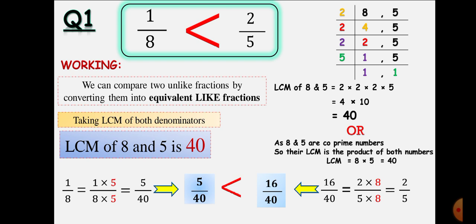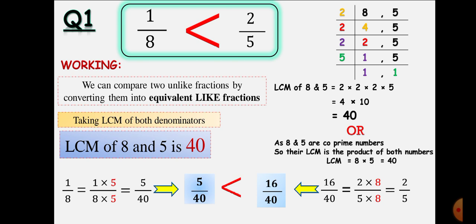Okay, so 1 over 8 is going to be multiplied by 5, and you get 5 over 40. Then 2 over 5 is going to be multiplied by 8, and you get 16 over 40. That means 5 over 40 and 16 over 40. So here the denominator is the same.